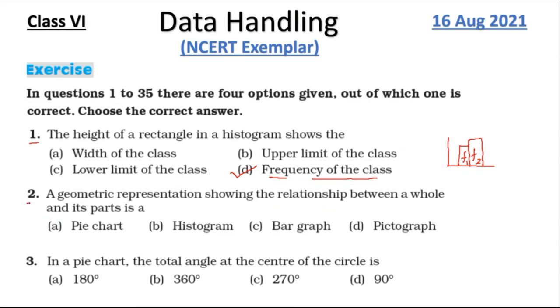Second question, a geometric representation showing the relationship between a whole and its part is a pie chart, or it is also called as a circle graph. Third one, in a pie chart, the total angle at the center of the circle is 360 degrees. It is a complete circle, hence it is 360 degrees.